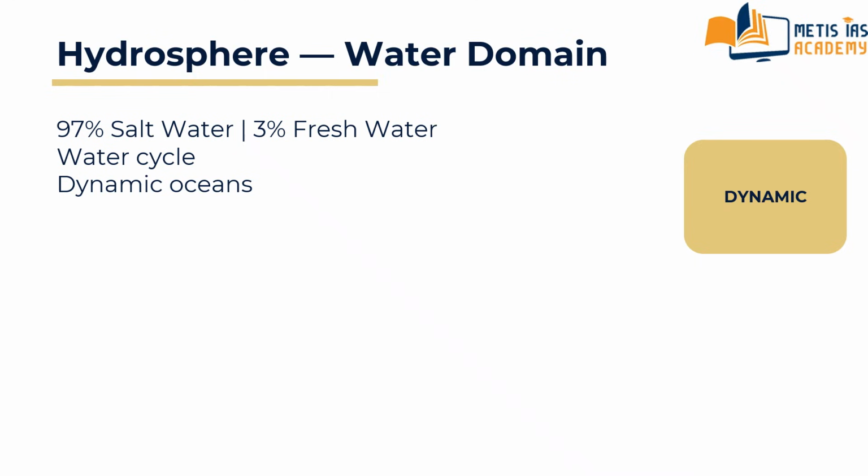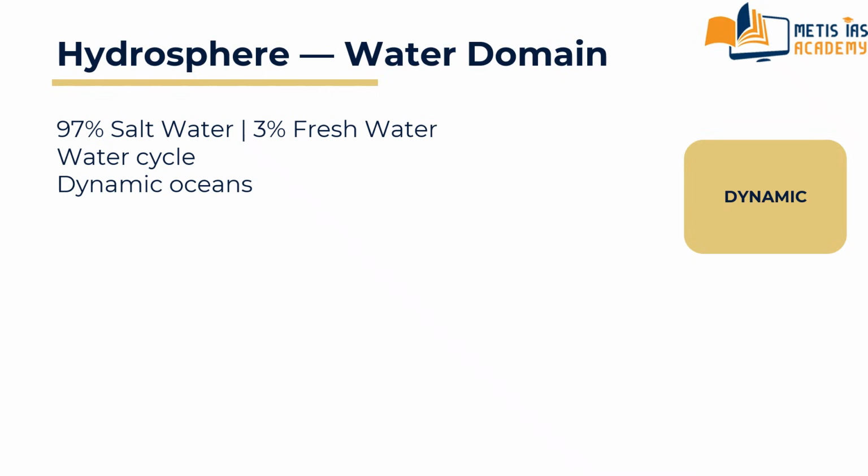We will move ahead to the second one, that is hydrosphere. Hydrosphere includes all water bodies. Those are oceans, seas, rivers, lakes, glaciers, and groundwater. This is the second sphere. Earth is often called the blue planet. Why? Think once again. Because about 71% of its surface is covered by water. That is why Earth is often called the blue planet.